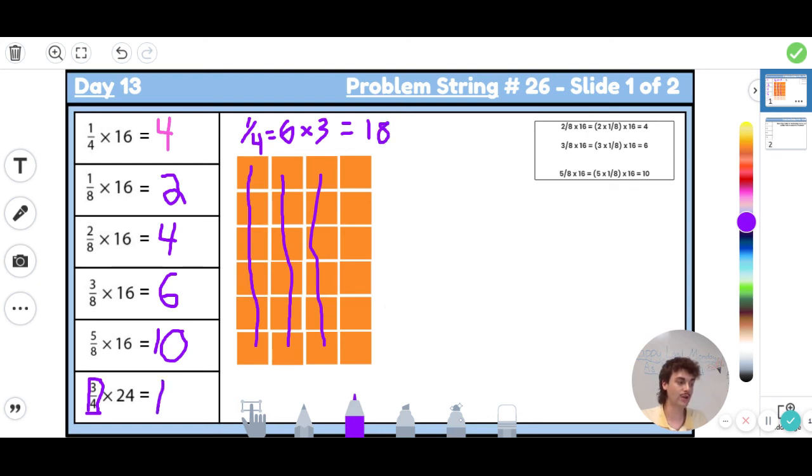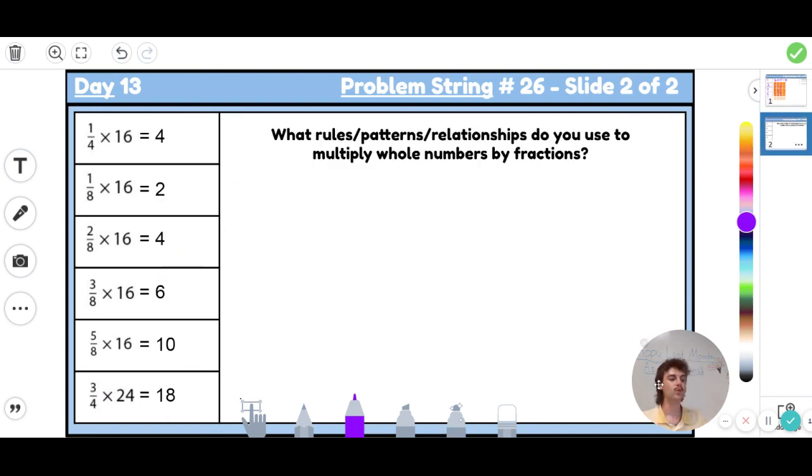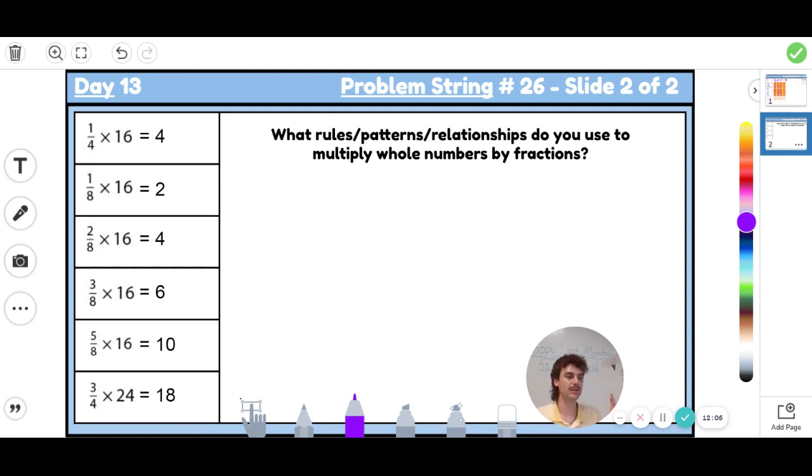So this is going to be what you do today during your math time while you're working, is you are going to go ahead and use the tile squares to create images and groupings that you can use. And I want you to solve through the problems that are going to be on the next page. Now, this page here says, what rules, patterns, relationships do you use to multiply whole numbers by fractions? This is a problem I want you to write in detail. And then on the next page, you have your homework. So let's go ahead and check what that is.